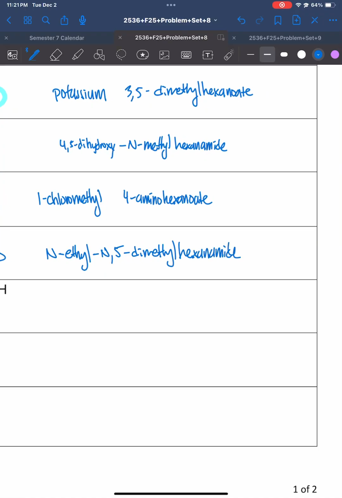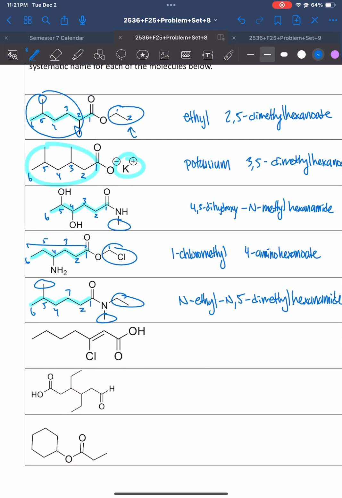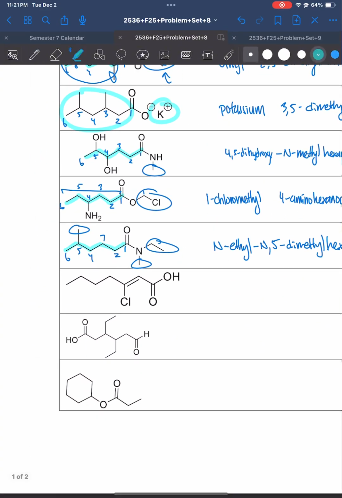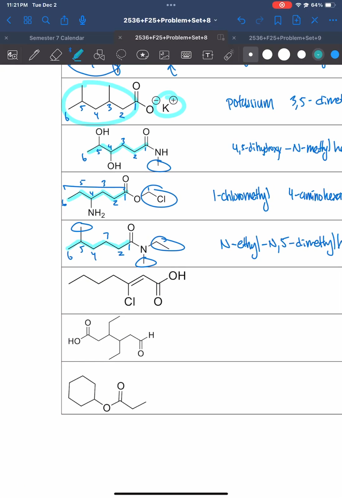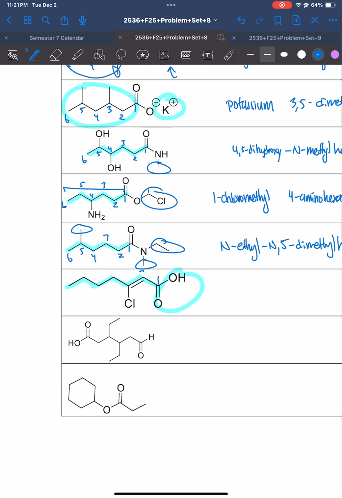All right. Now let's see this group here. This is not going to be an ester. This is actually going to be the highest priority of a carboxylic acid. So let's find the longest parent chain right here. 1, 2, 3, 4, 5, 6, 7. So we have a heptane of some sort, but we know there is a carboxylic acid, so we know it's a heptanoic acid of some sort.